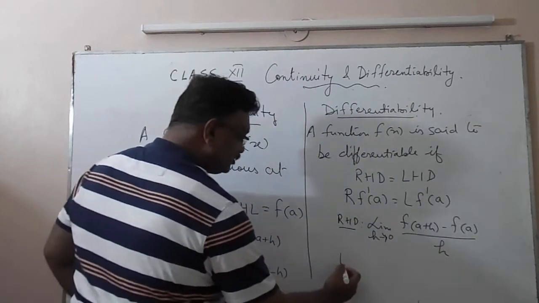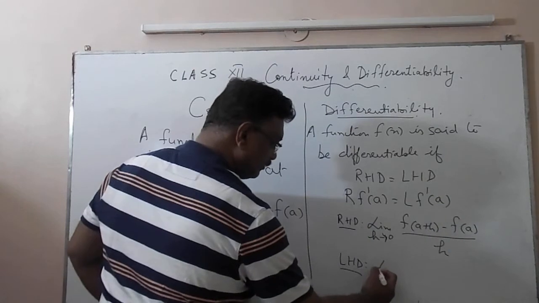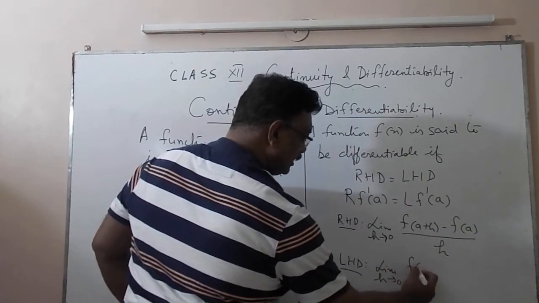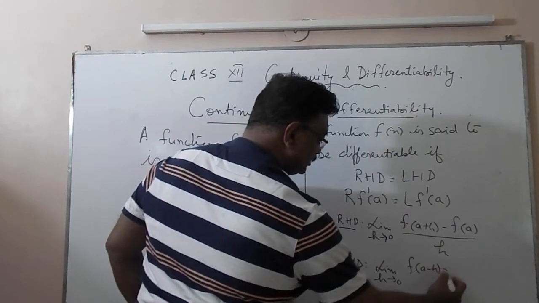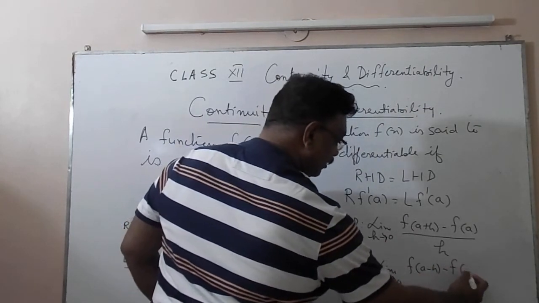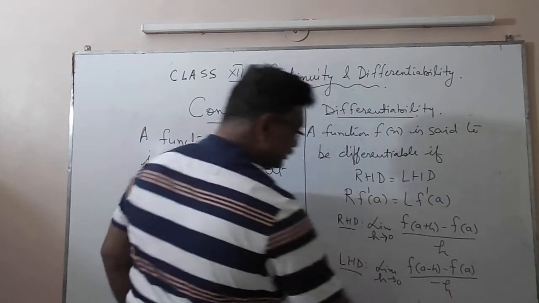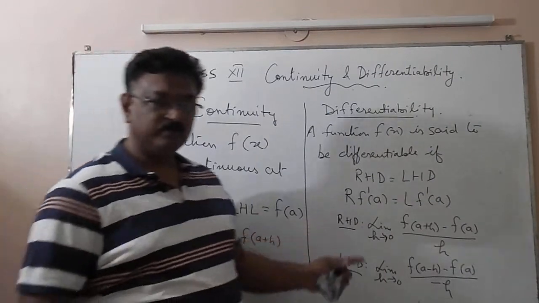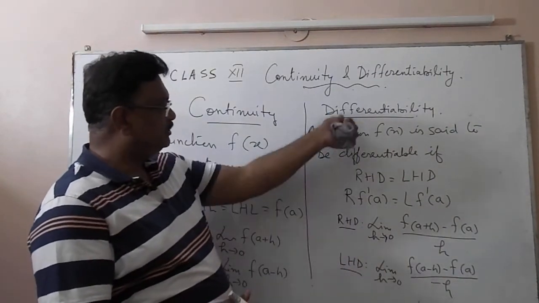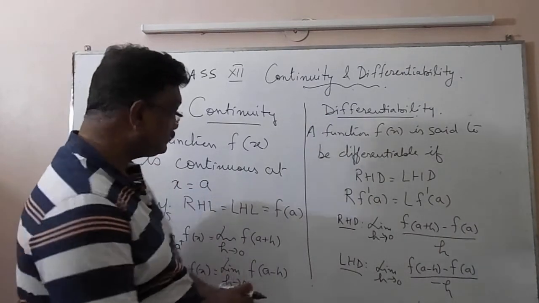And for calculation of the left hand derivative, the formula is limit h tending to 0 of f(a minus h) minus f(a) divided by minus h. Here it was a plus h, here it becomes a minus h. And if both the right hand derivative and the left hand derivative are equal, then we say that the function is differentiable at that point.